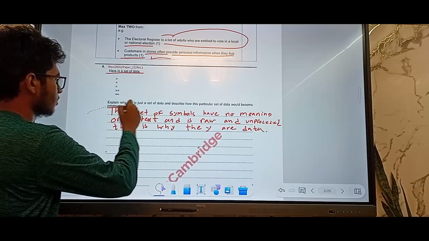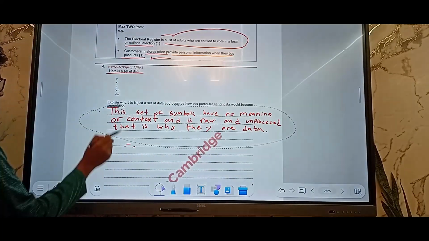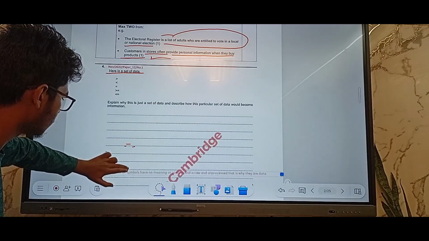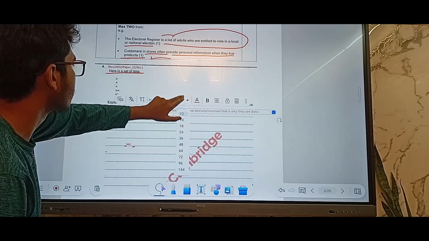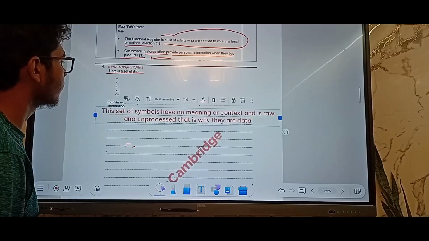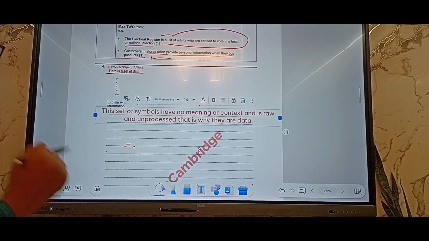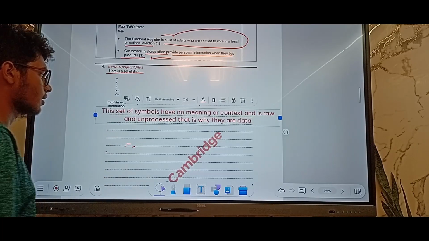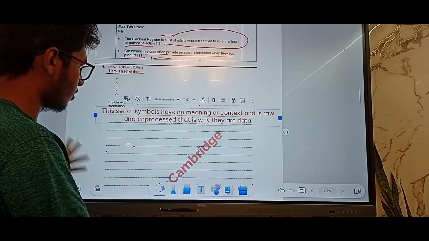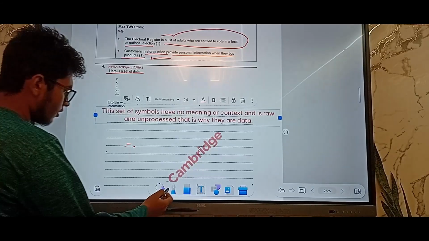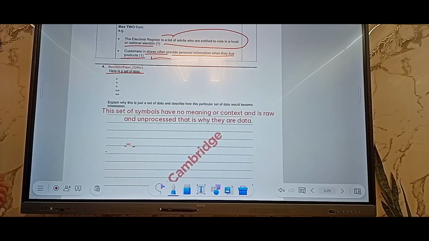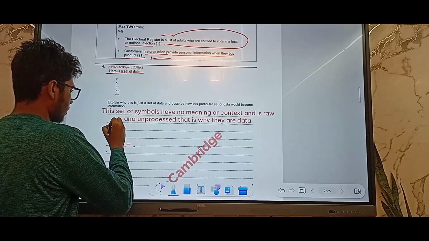What I'm going to be doing is just select this. Okay, we have it right here. I'm going to be making this bigger. Make it 24. Okay. This set of symbols have no meaning or context and is raw and unprocessed. That is why they're data. The answer is a bit smaller, but I just wrote every detail possible so you can understand. And in order for them to turn into information, we need to give them context.